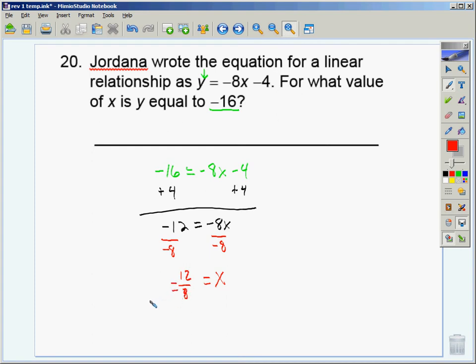Both are divisible by 4. 4 goes into 12 3 times. 4 goes into 8 twice. So you could have had 3 over 2. You could have had 1 and a half. You could have had 1.5. All of those would have been valid answers. Questions on 20?